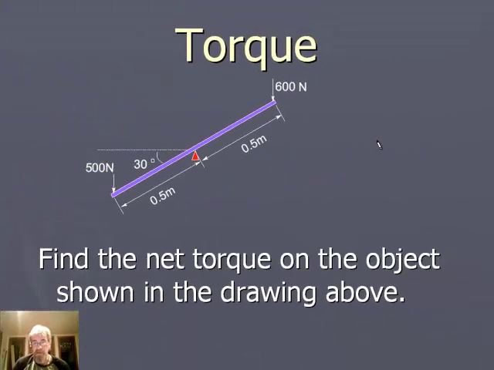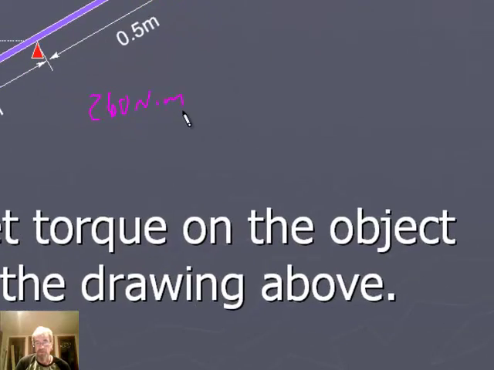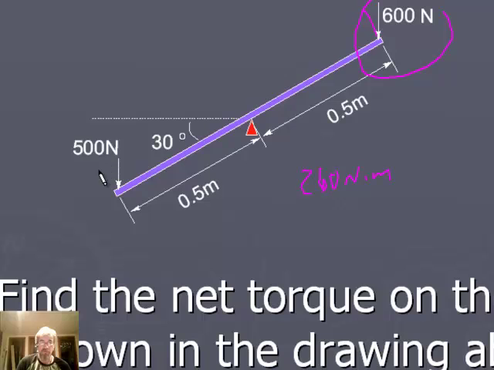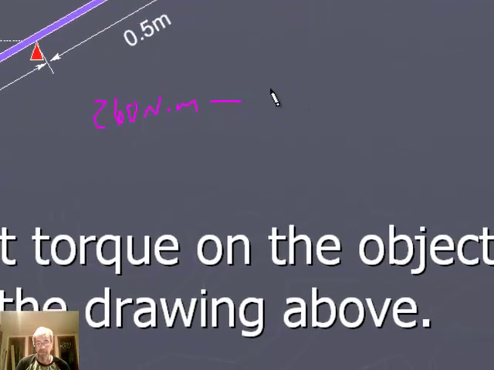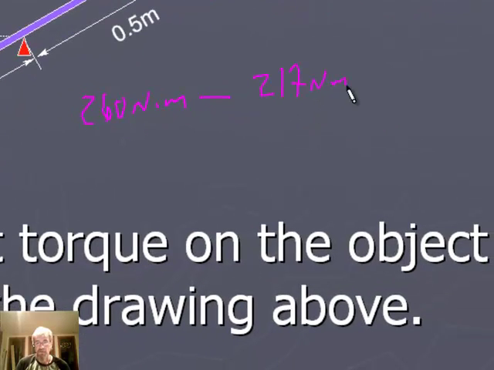So our object here is to find the net torque on the object shown in the drawing above. Just so we understand what we're talking about, let's consider that clockwise is going to be positive here. The first problem told us that we had a clockwise torque that was equal to 260 Newton meters. So that's positive. But this force here is going to tend to make a counterclockwise rotation. So that means negative 217 Newton meters. So the difference between these two, which is 43 Newton meters, is the net torque, and its direction is going to be in the clockwise direction because clockwise was larger than counterclockwise.